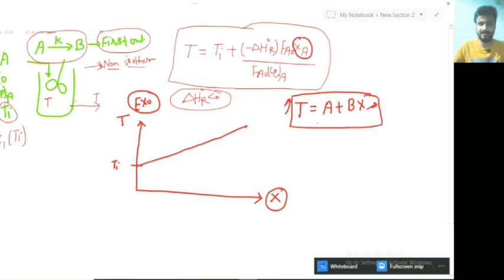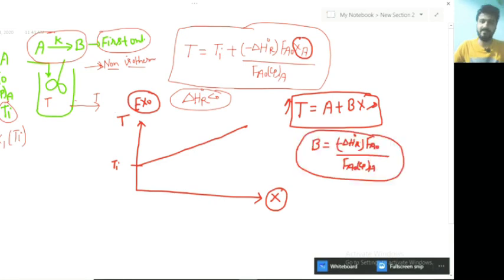Now here the value of b, you can say the slope, is equal to minus ΔH°R into FA0 upon FA0 into Cp of A. So my dear friends, this is our slope. If an exothermic reaction is taking place, then this slope will be positive. So the temperature will be increasing. For a particular conversion, if you increase the conversion of the reactant, then the outlet temperature of the reactor increases. You can see this from this particular data.